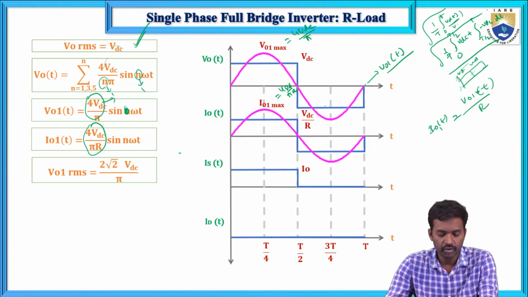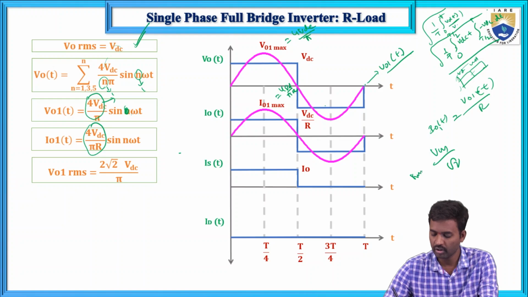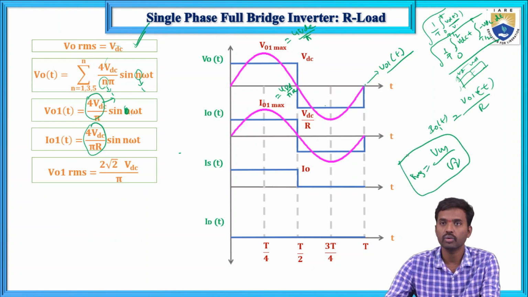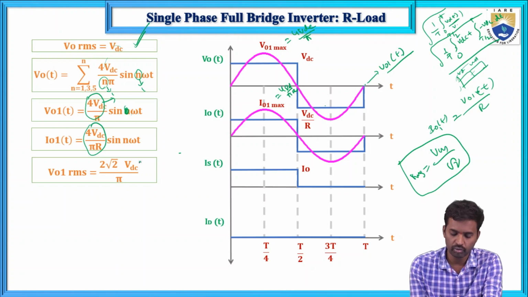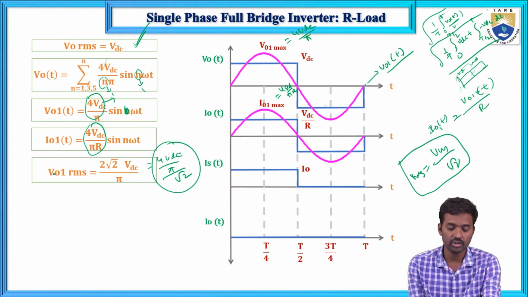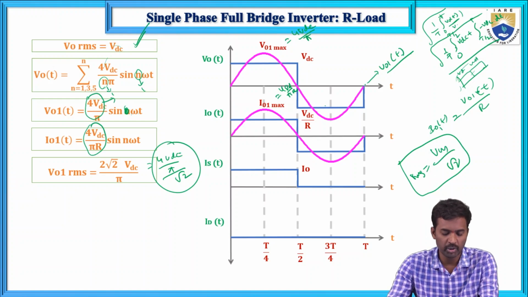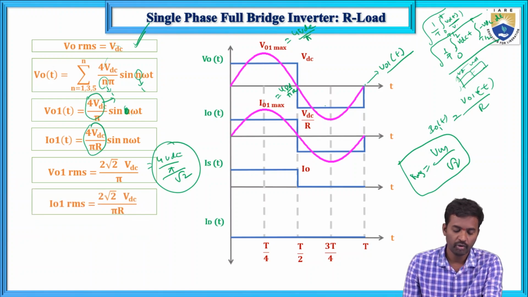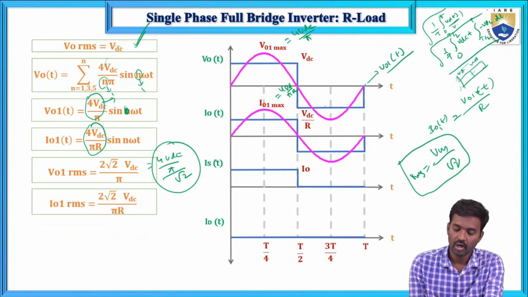And now how will we calculate the RMS value? For any sine wave, the RMS value equals Vm by root 2. So the RMS value of this one equals Vm by root 2. So that equals 4 VDC divided by pi into root 2, which means this value equals 2 root 2 VDC by pi. So that is the fundamental component of voltage RMS value, equal to 2 root 2 VDC by pi. And next, the fundamental component of output current.